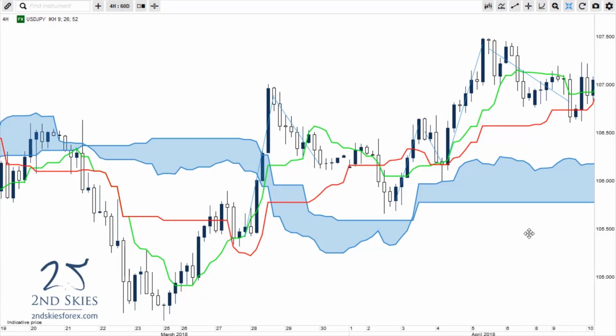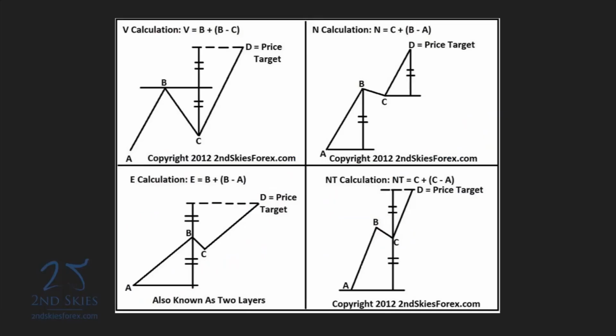Depending upon the type of pullback it is forming will determine where we anticipate the C point is going to be. For the most shallow pullbacks, and I'm putting the diagram back on there, we're looking for either pullbacks to the Tenkan or somewhere towards the Kijun, no farther than the Kijun. So N and E calculations are most likely going to stop around the Kijun.